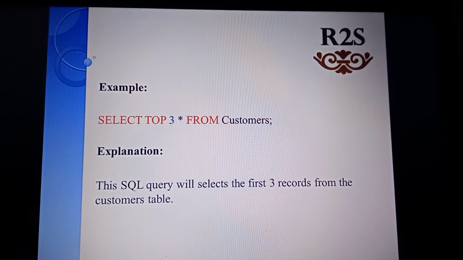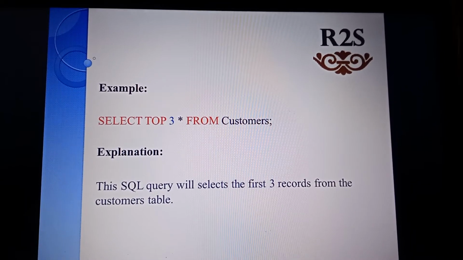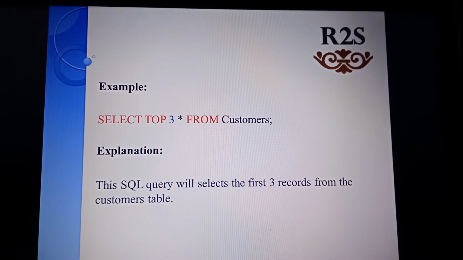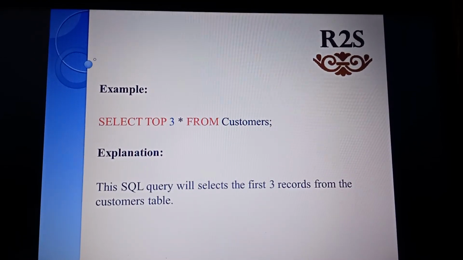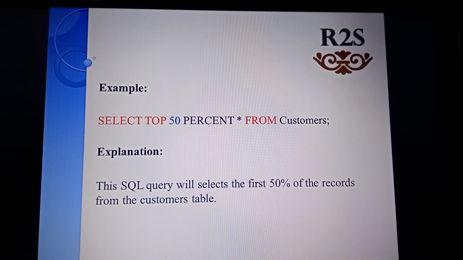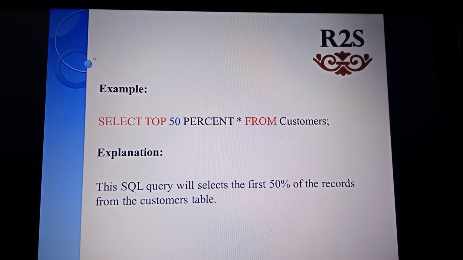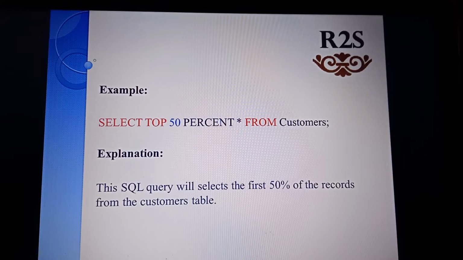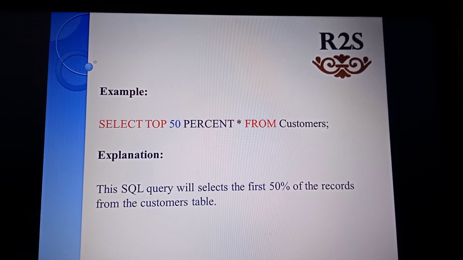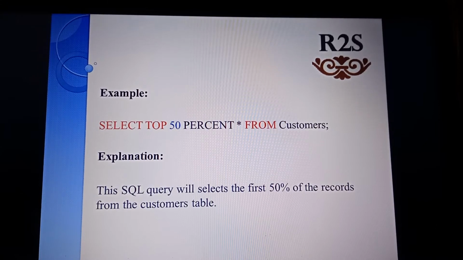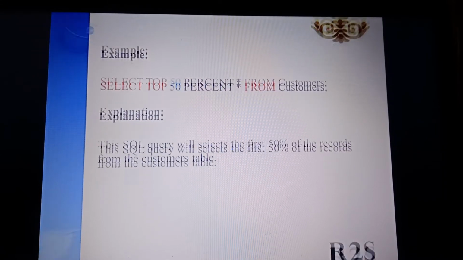First example: SELECT TOP 3 * FROM customer. This SQL query will select the first 3 records from the customer table. Next, SELECT TOP 50 PERCENT * FROM customers. This SQL query will select the first 50% of the records from the customer table.